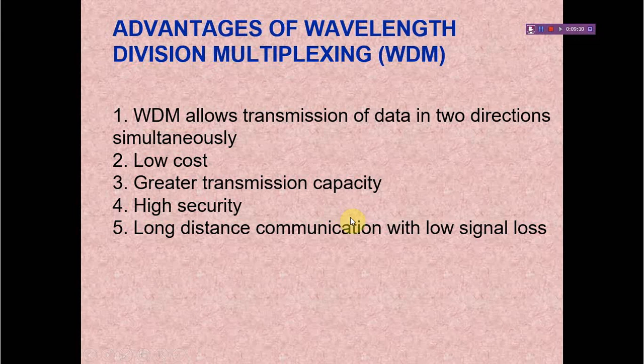Then the advantages of WDM, wave division multiplexing. It allows transmission of data in two directions simultaneously, and it is very low cost, with greater transmission capacity, high security, and long distance communication with low signal loss. These are the main advantages of wave division multiplexing.